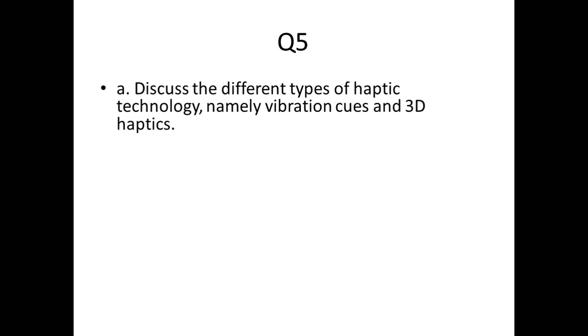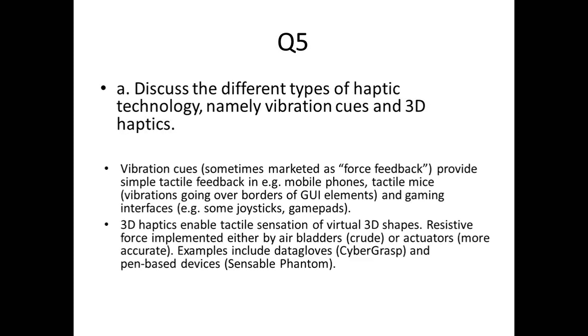Question 5. Discuss the different types of haptic technology, namely vibration cues and 3D haptics. The vibration cues, sometimes marketed as force feedback, provide simple tactile feedback in devices such as mobile phones, tactile mice, and gaming interfaces. The 3D haptics enable tactile sensation of virtual 3D shapes, with resistive force implemented either by air bladders or actuators. Examples include data gloves and pen-based devices.